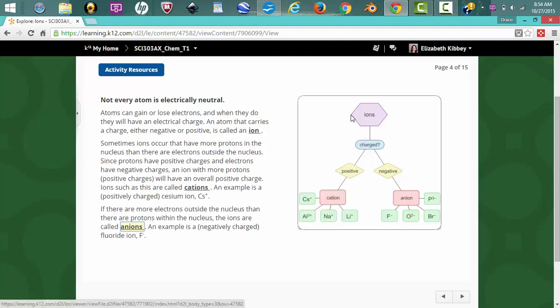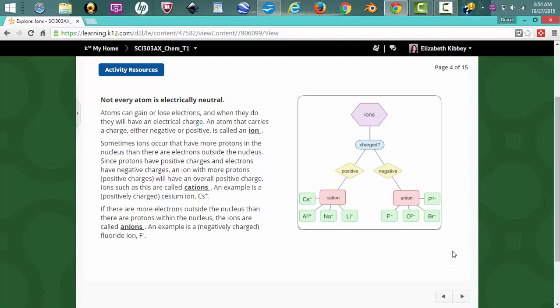Now, looking at this table, we can see ions charged positive, cations: Cs+, Al3+, Na+, Li+. Ions charged negative, anions: P3-, Br-, O2-, and F-.